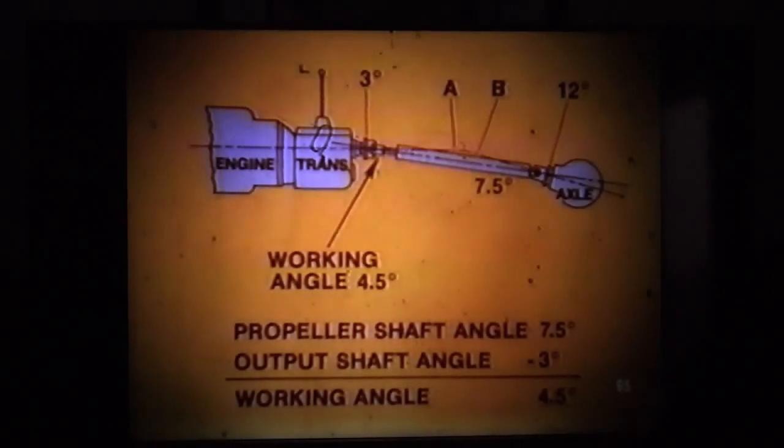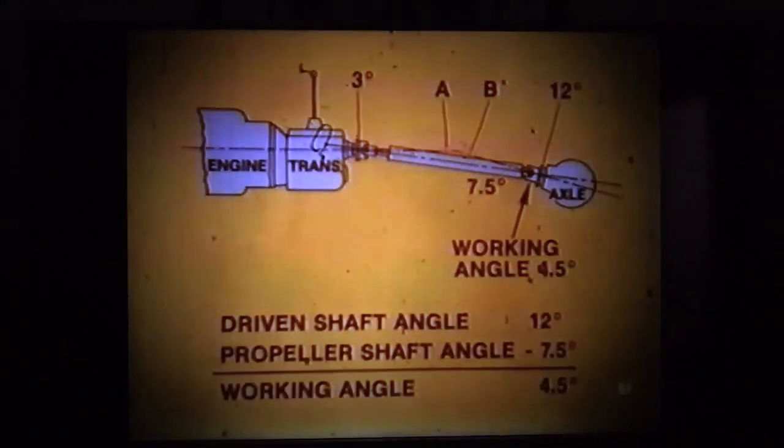The output shaft U-joint working angle can be determined by subtracting the output shaft centerline angle from the propeller shaft angle. In this case, the working angle is 4.5 degrees. Next, check the driven shaft flange or yoke for distortion and measure the driven shaft centerline angle. Determine the driven shaft U-joint working angle by subtracting the propeller shaft angle from the driven shaft centerline angle. Here the working angle is 4.5 degrees.